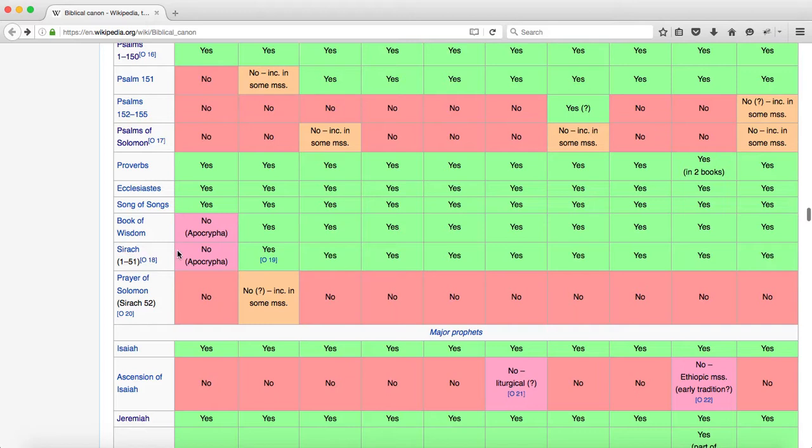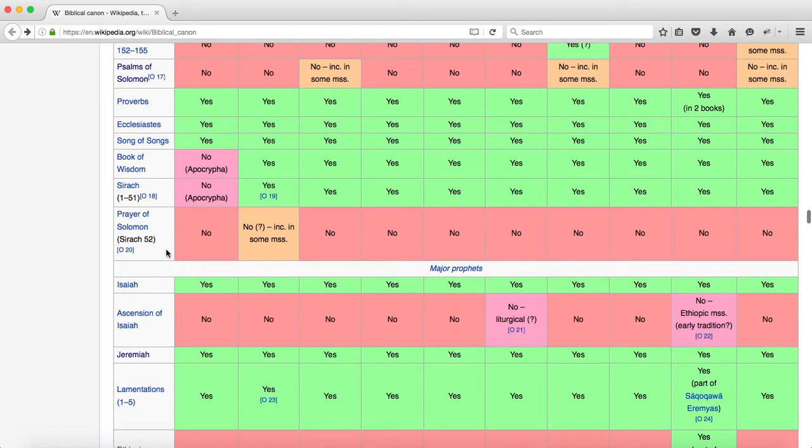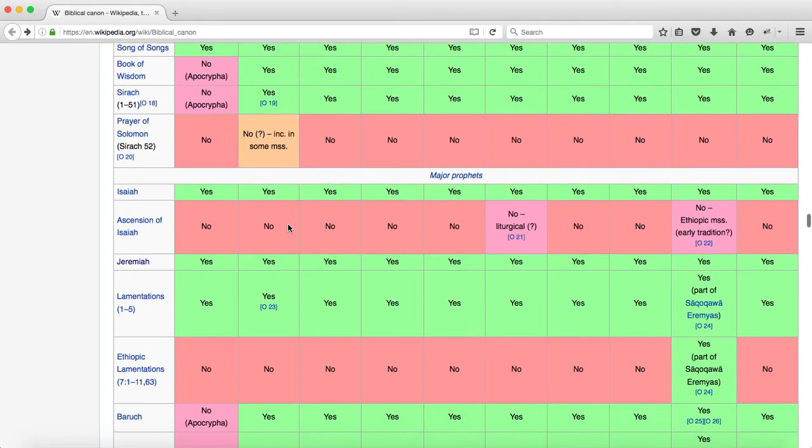Same as the Wisdom of Ben Sirach, or Sirach is how it's also called, and it's accepted in all sects of Christianity other than Protestantism. The Prayer of Solomon, Sirach chapter 52 is how it is in certain manuscripts, is not accepted in any form of modern Christianity, though there is some manuscript evidence of acceptance within the Roman Catholic tradition. So I hope that you guys are starting to get the idea that there's a lot more going on here than one might expect at first.